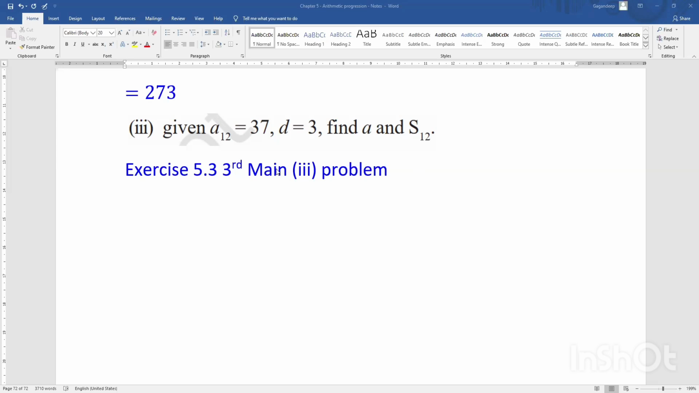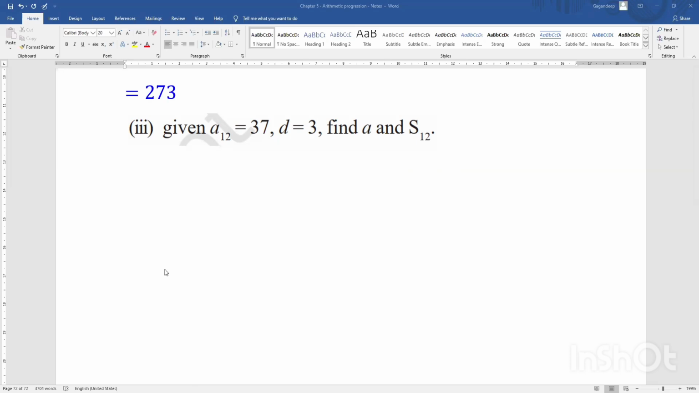Today we are going to continue with arithmetic progression exercise 5.3, third problem. Here we are given A12 is 37, D equals 3, find A and S12.